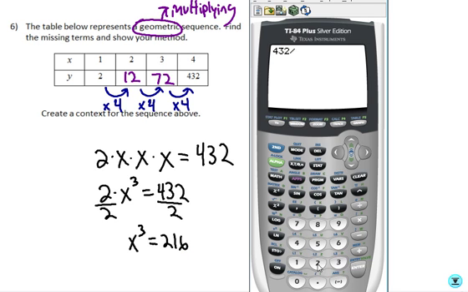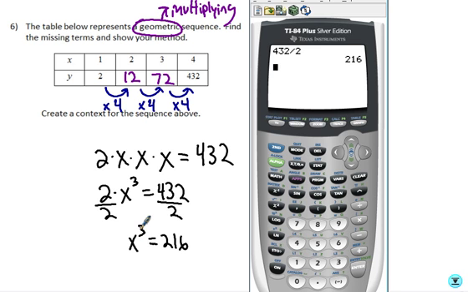We can put that in a calculator and double check. 432 divided by 2 gives us 216. And then what this says is, what number cubed gives you 216. And again, what we're trying to figure out is this number right here, which is what are they multiplying by each time. Well, how would I get rid of that? In algebra, we always do the opposite to get rid of things. So the opposite of multiplication is division. In this case, what's the opposite of cubing something?